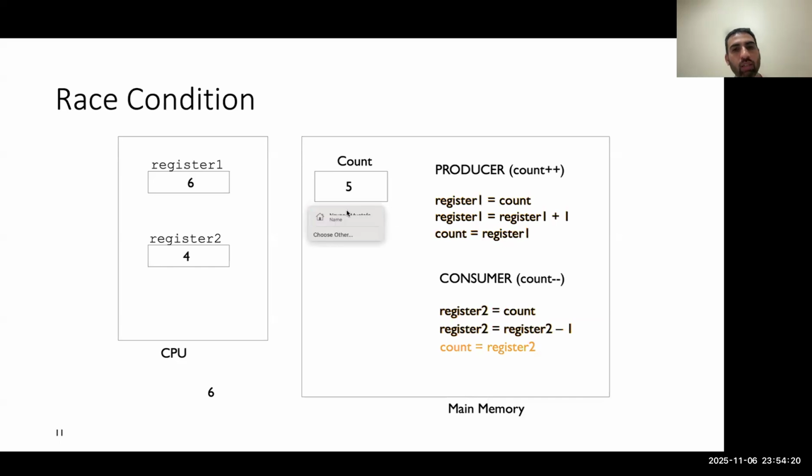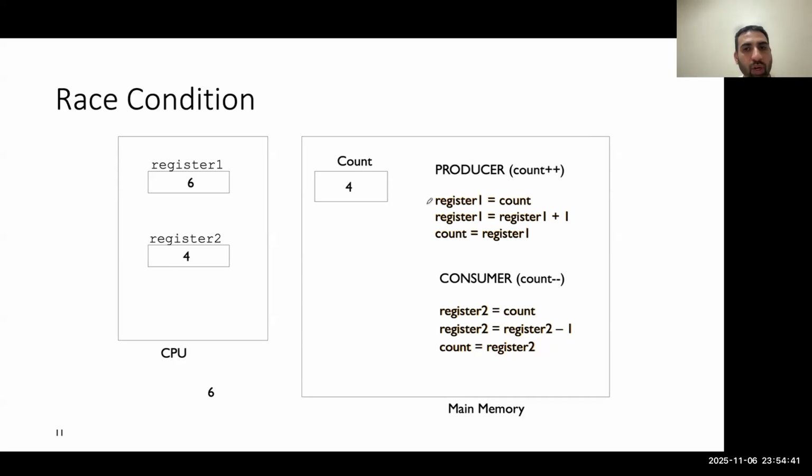Now if the producer runs, it puts the value of register 1 back into count. So count becomes 6, right? And if after that the consumer is again scheduled for execution, it will update the value of count again in memory, so it will become 4. Which is not the correct value, right?